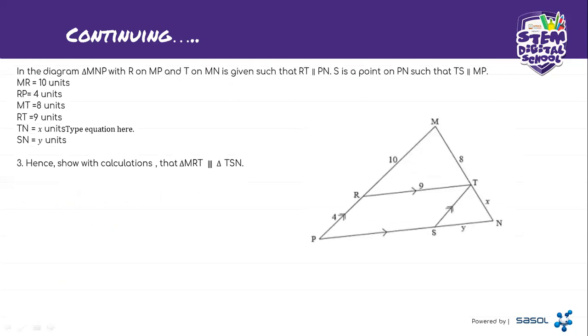Okay, the question is still continue. And now, hence show with calculation that triangle MRT is similar. This sign means similar to triangle TSN. So we're going to prove these two triangle, they are similar, right? Let's see.